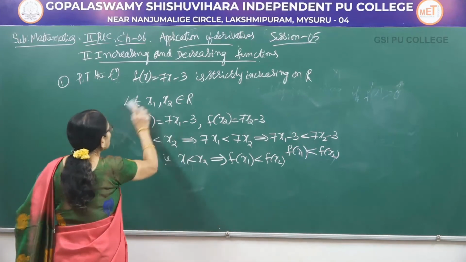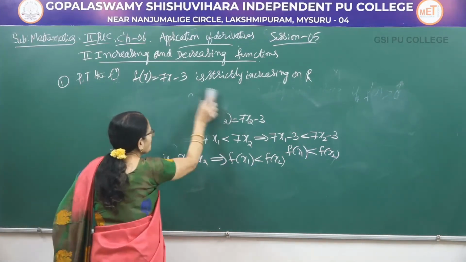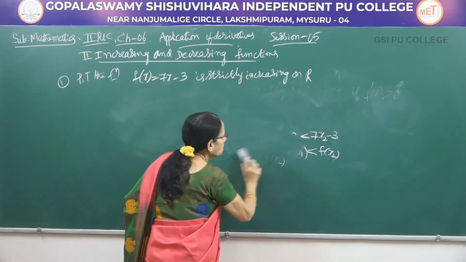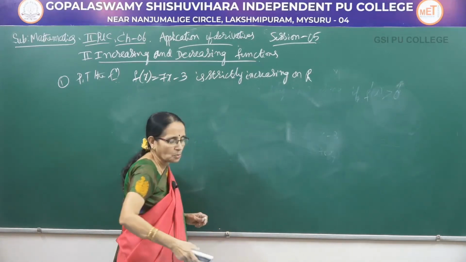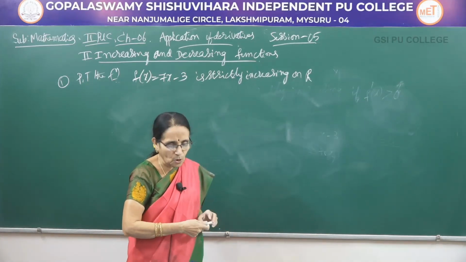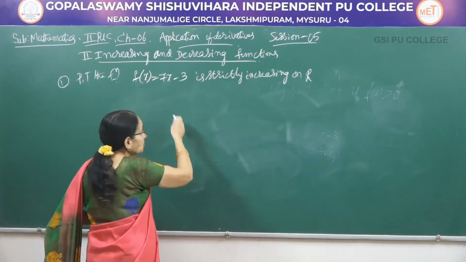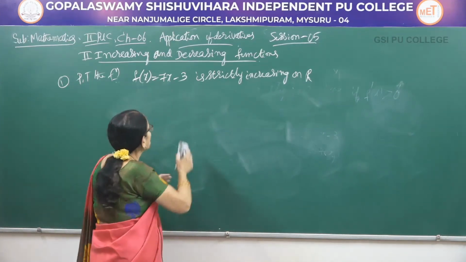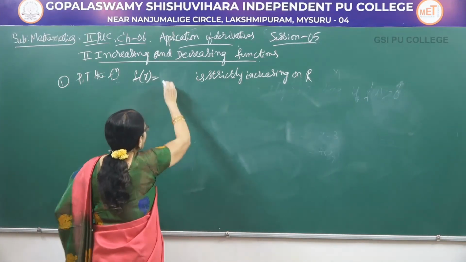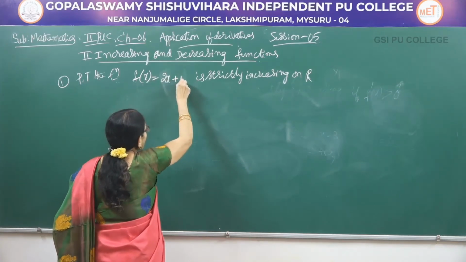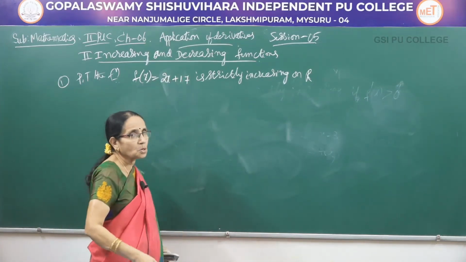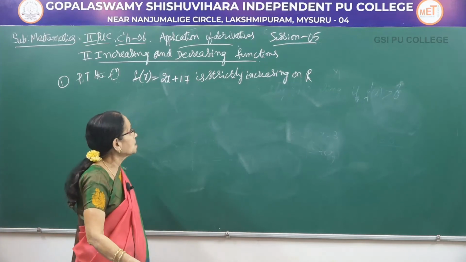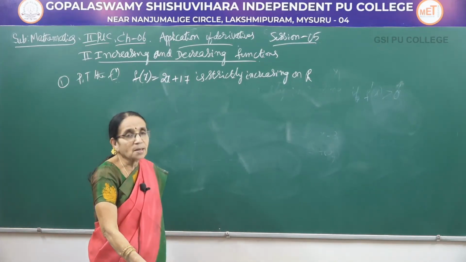Okay, so this is the procedure we adopt. Now let's move on to another problem, the same type of problem. Here f of x equal to 2x plus 17. F of x equal to 2x plus 17 is again strictly increasing on R.